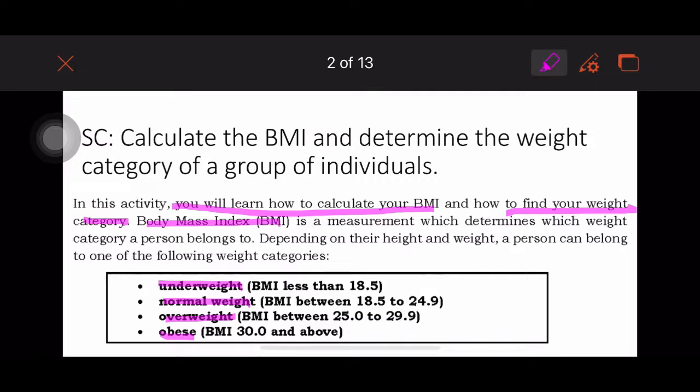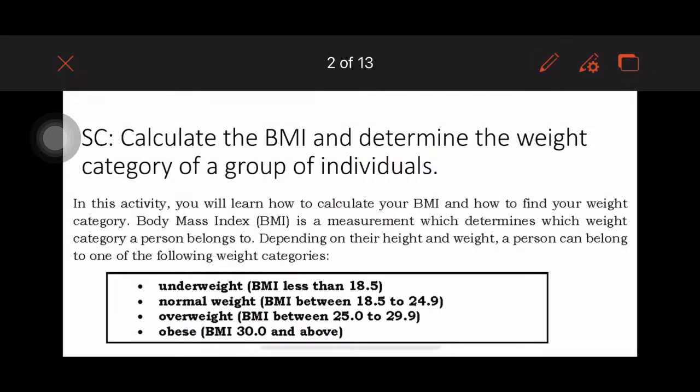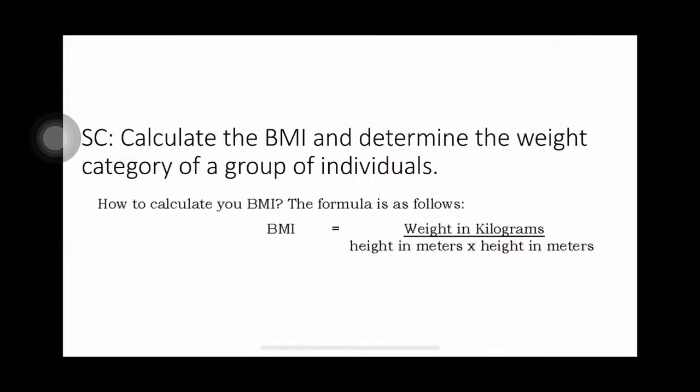You're underweight if your BMI is less than 18.5, which is not healthy. You're normal weight if your BMI is between 18.5 and 24.9, which is okay. And overweight if your BMI is between 25.0 and 29.9. And obese if your BMI is 30.0 and above. Okay, so those are the things that we need to know. Moving on to the next slide.